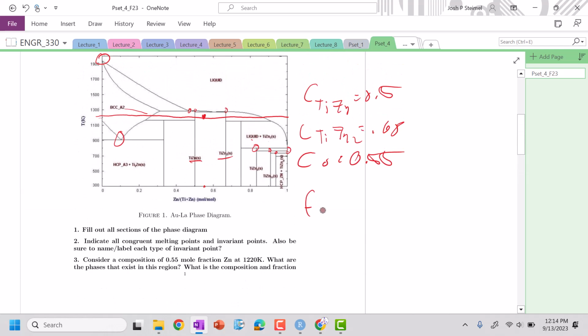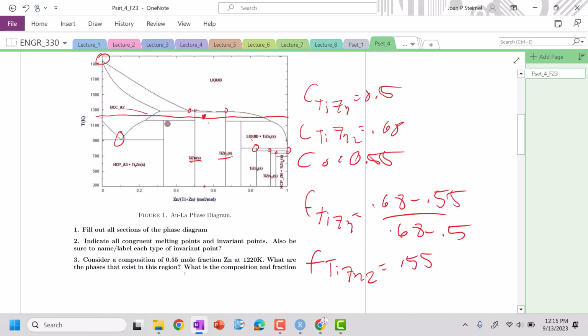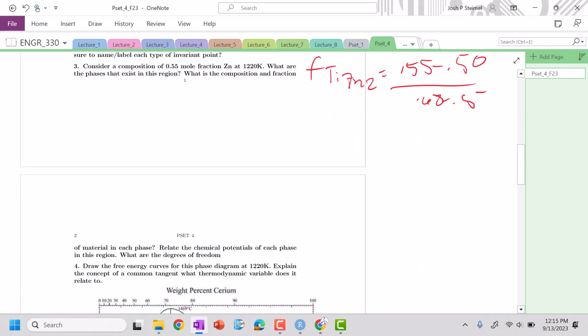So the fraction of TiZn will be equal to, I need to run the opposite, so I need to go to the other side: 0.68 minus 0.55 over 0.68 minus 0.5. Fraction of TiZn, and again, I'm closer to TiZn, so that should be the larger phase, and TiZn2 should be smaller, and that's true because it's the opposite direction, the lever rule. Excellent.